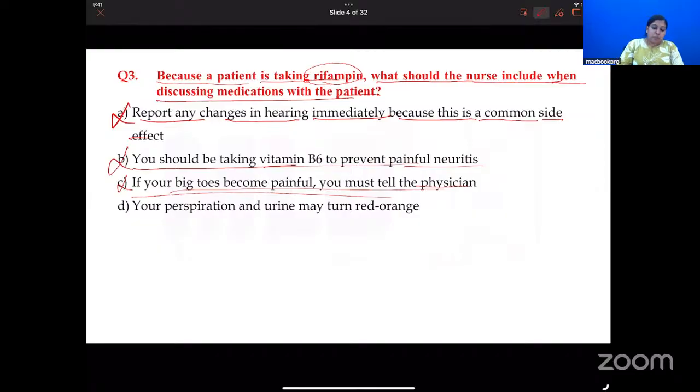Your perspiration and urine may turn red in color, which means you're sweating, urine may turn red in color. Along with that, the tears will also become red-orange in color. The answer is D. That is, your perspiration and urine may turn red-orange in color. This particular advice you have to give to the patient who is taking rifampicin.